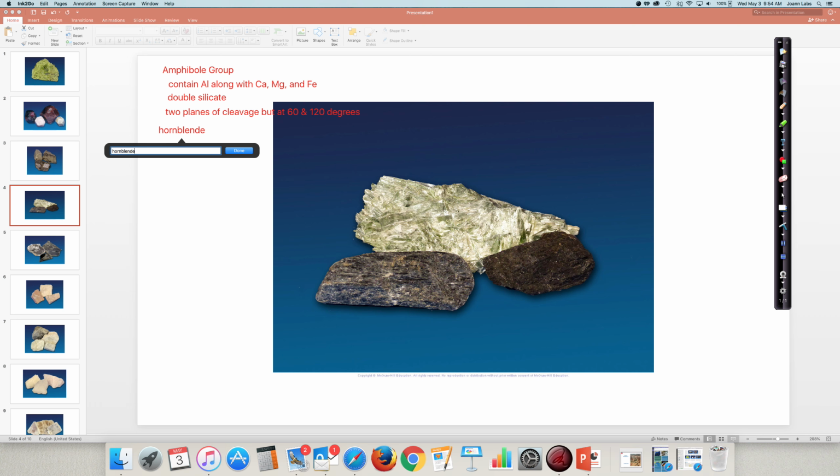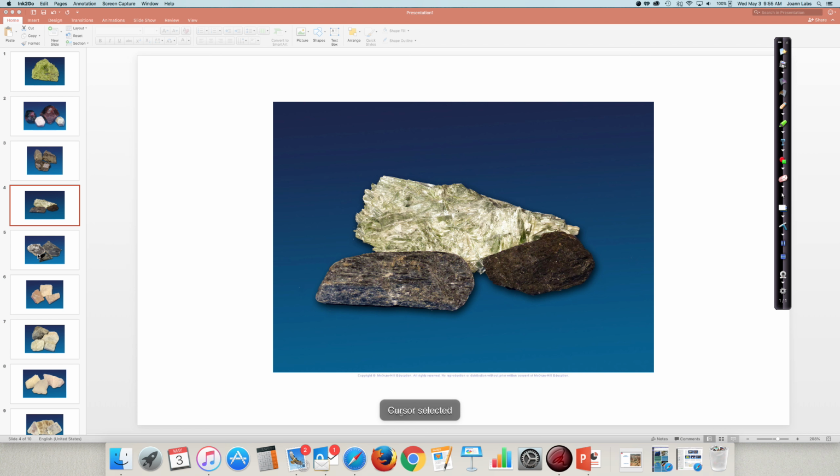Hornblende is the most common example in this group. Hornblende is right down here. Hornblende usually looks like it has these little needles. These needles are actually the 120 and 60 degree cleavage planes. So this is what it generally looks like, and it makes these needle shapes. Generally it's black, dark gray, because it has the iron and magnesium. But this also has a little bit more silica in it than the pyroxene group because it's a double chain versus a single chain.